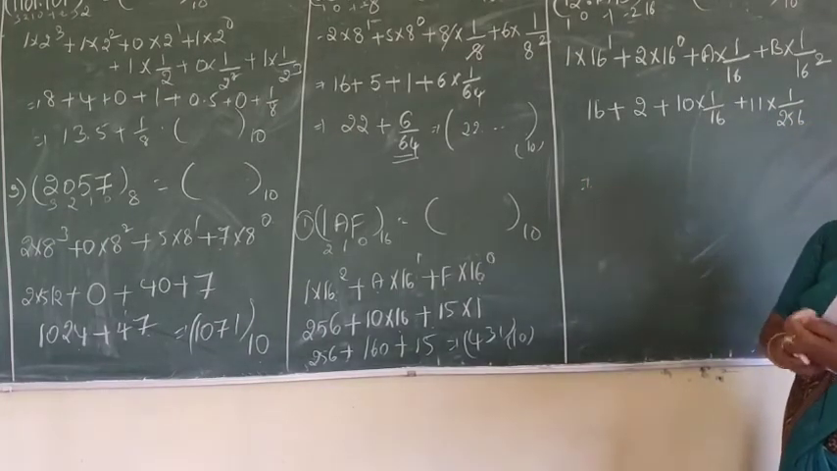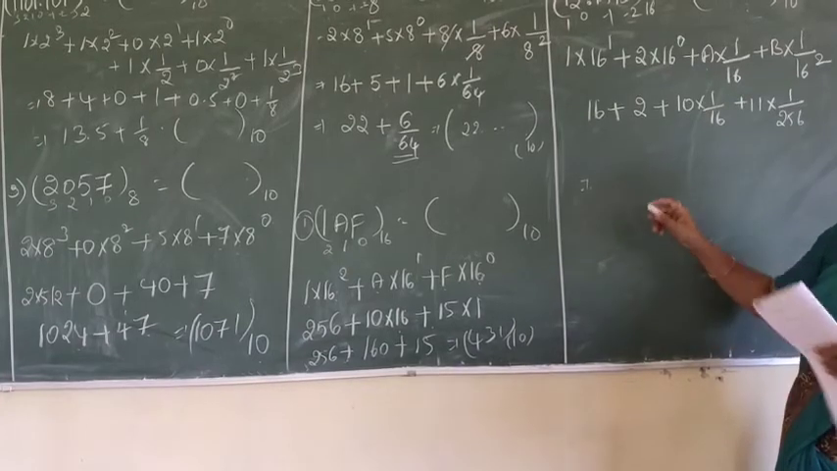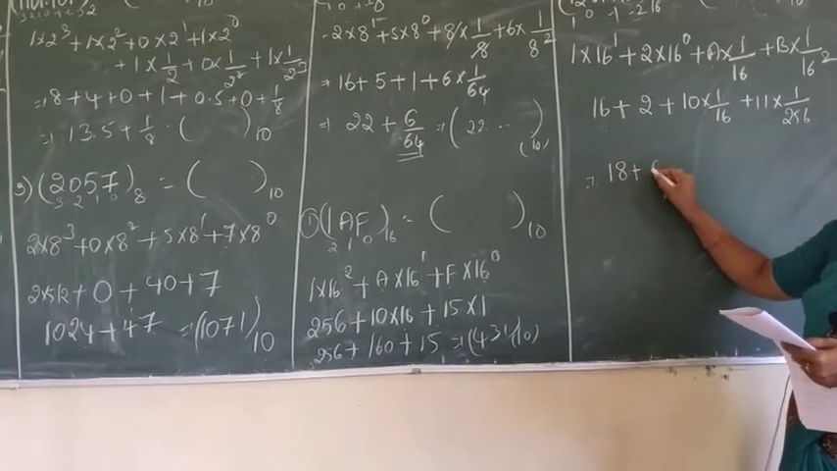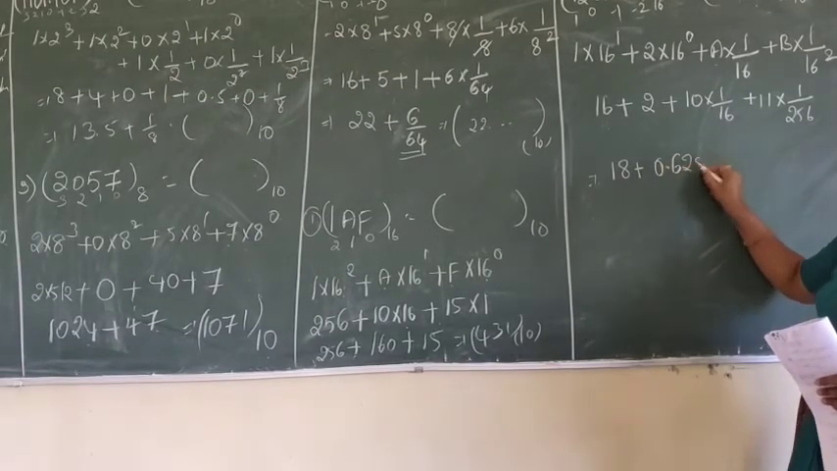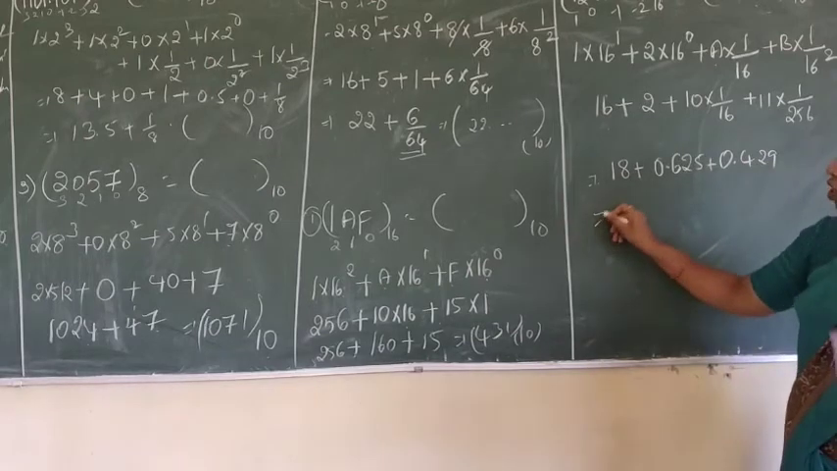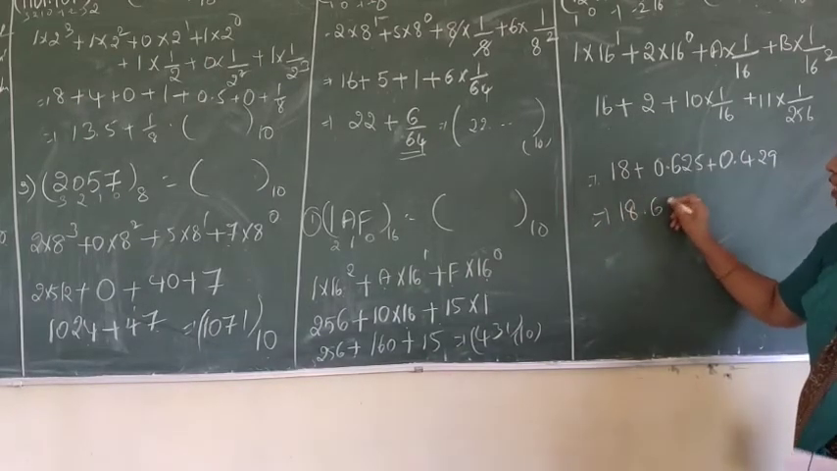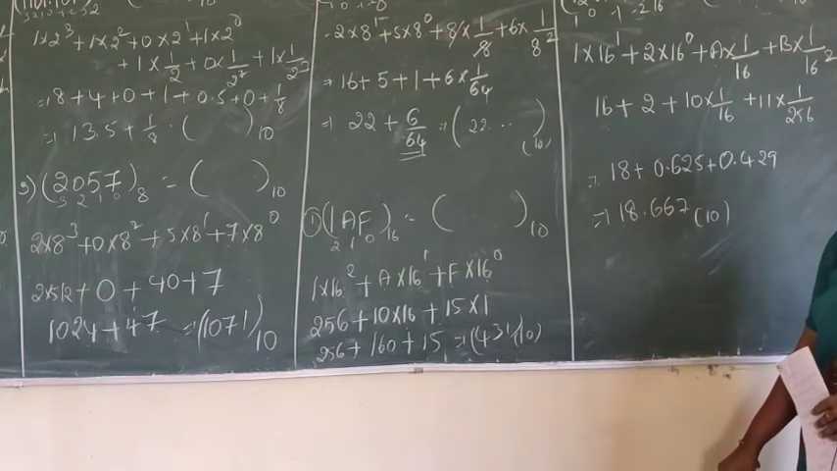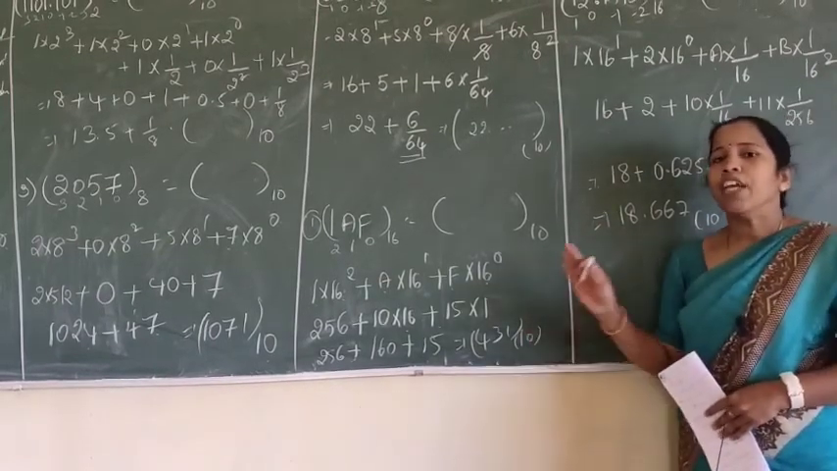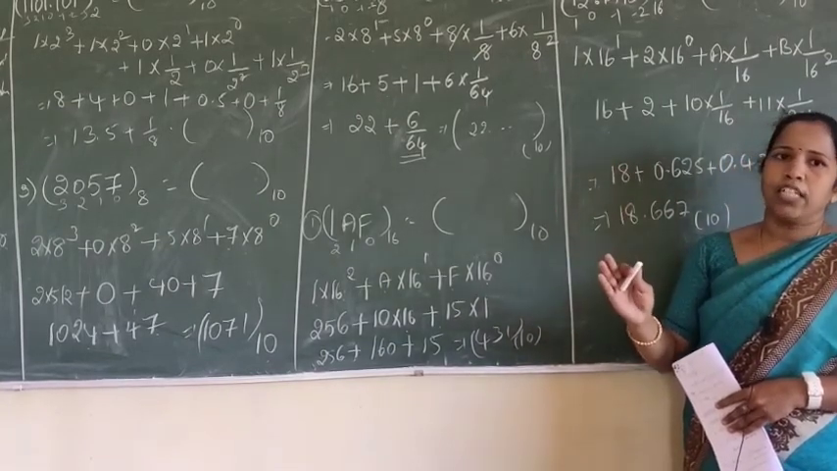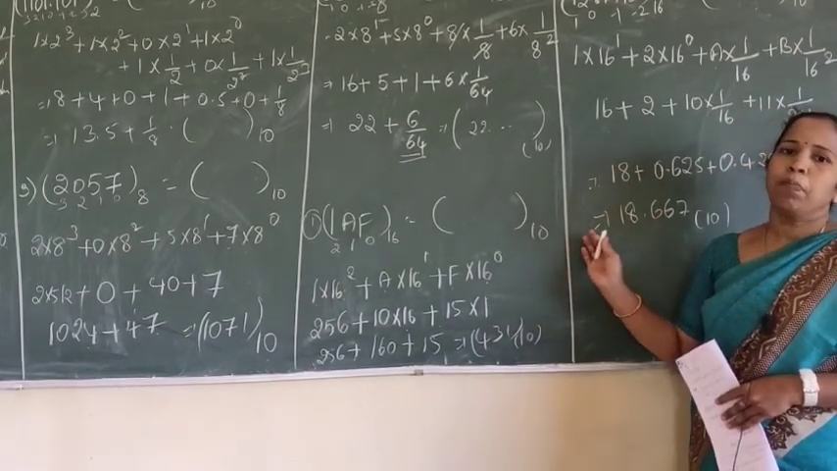Now here I have done it in this case. So 16 plus 2 is nothing but 18, plus 0.625, plus 0.043. So in all you will get here 18.668 with base 10. So in this session we have done conversion from binary, octal and hexadecimal into the decimal number system.